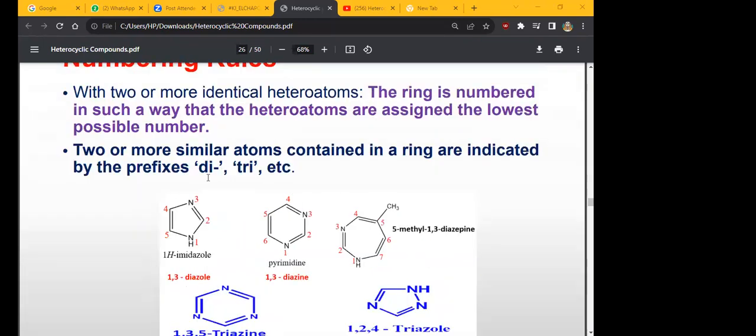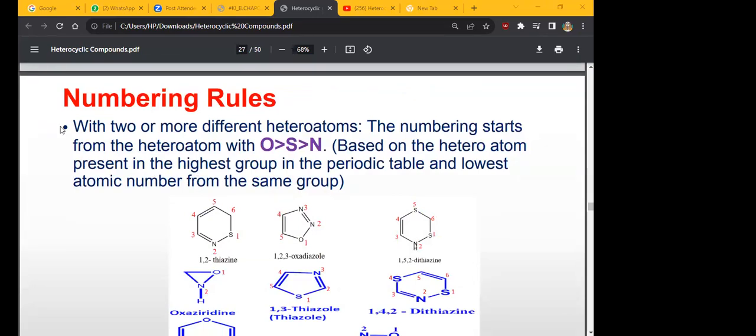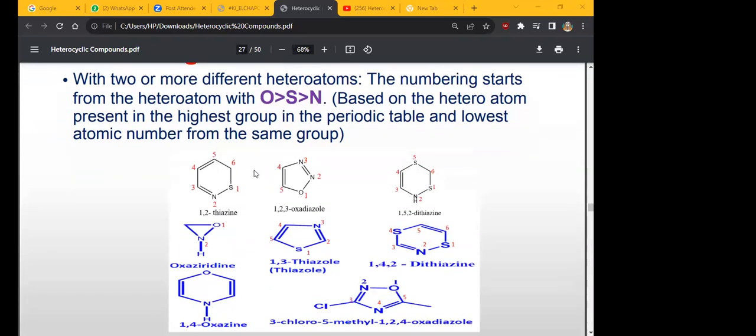But this only comes when you have the same atoms, let's say nitrogen and nitrogen. Once you have, let's say, nitrogen and sulfur here, or nitrogen and oxygen, now it changes. You cannot use di or tri again. With 2 or more different heteroatoms, the numbering starts from the heteroatoms as oxygen, followed by sulfur, then nitrogen. So in a structure where you have 2 heteroatoms, you follow this sequence here, where oxygen will have more priority in comparison to sulfur, and similar with nitrogen.